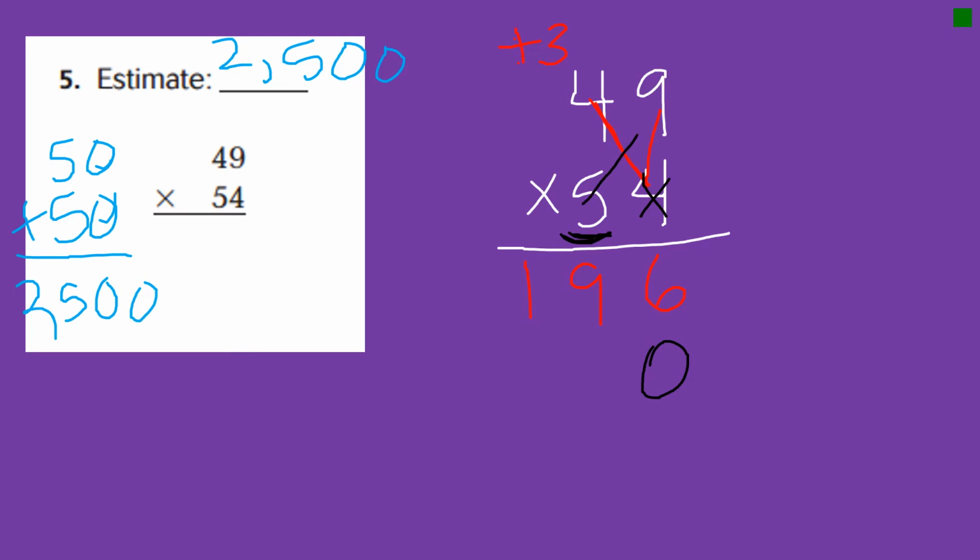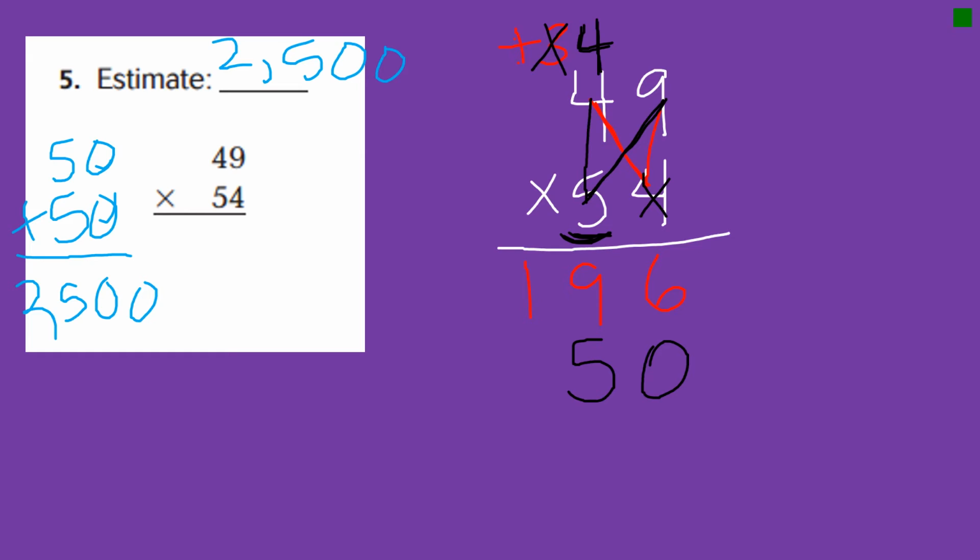5 sets of 10 times 9. 5 times 9 is 45. So I have to regroup over here. Now, look, bye-bye. We don't want that messing us up. I like to cross those out too. So 5 times 9 is 45. Okay? And then finally, we multiply tens times tens.